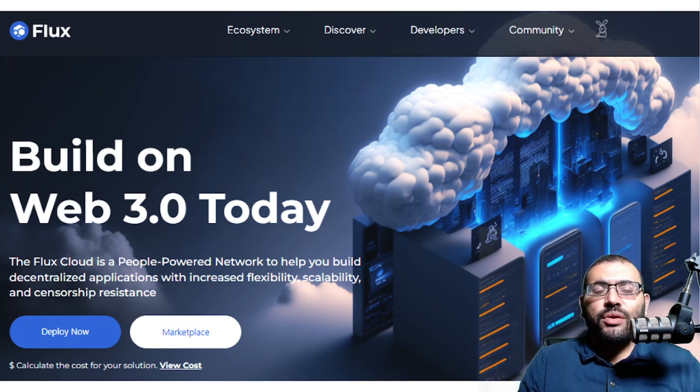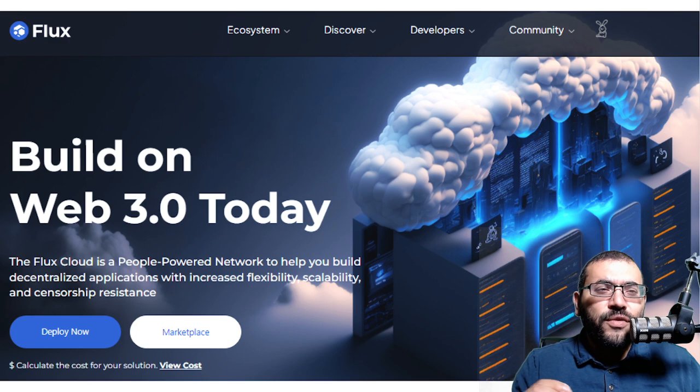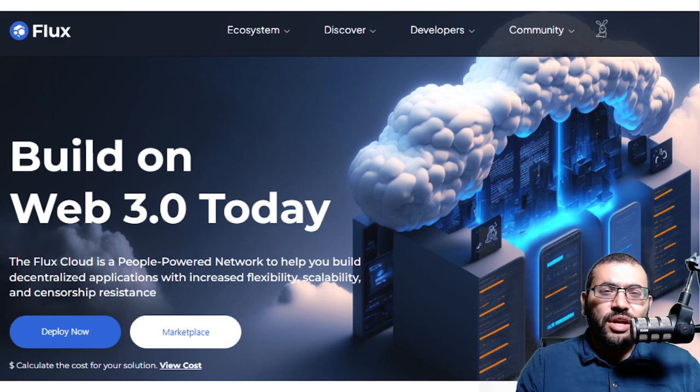So Flux, build on Web3 today. This is labeled as a Render competitor. I think it's more than that. And there's a few things that I would compare it to. It's kind of like a mix of Render and AO and Filecoin.